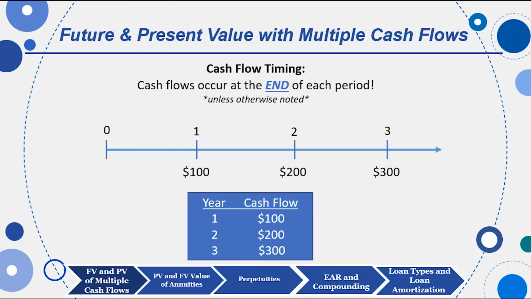Assume in all cases when we're doing these problems that these cash flows arrive at the end of each period. So this would be December 31st of year 1, we'll get $100. December 31st of year 2, $200, and December 31st at the end of year 3, $300.